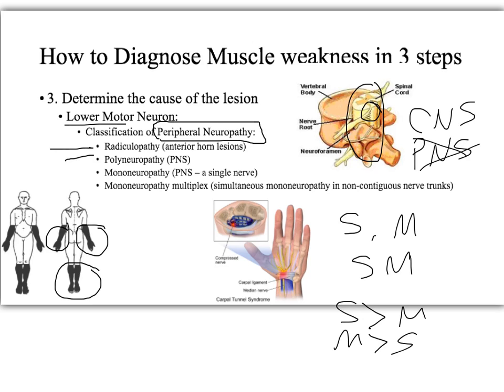With mononeuropathy, it's just a problem with a single nerve. And so you look at dermatomes and myotomes. For example, if you have carpal tunnel, that is a mononeuropathy. Now, a special type of mononeuropathy is mononeuropathy multiplex, and that can kind of look like polyneuropathy, so you've got to be careful. And what that is, it's a simultaneous mononeuropathy in non-contiguous nerve trunks.